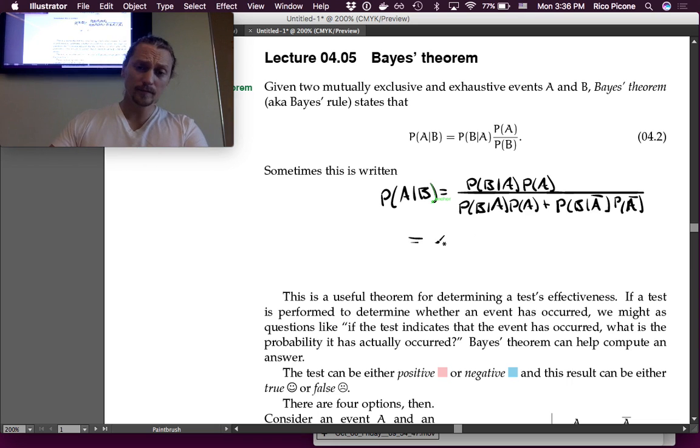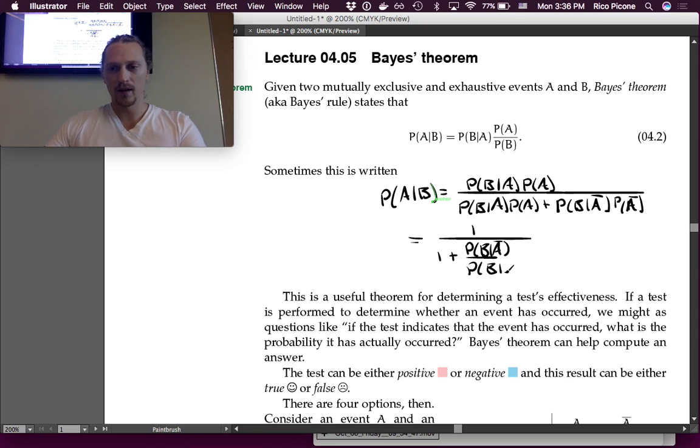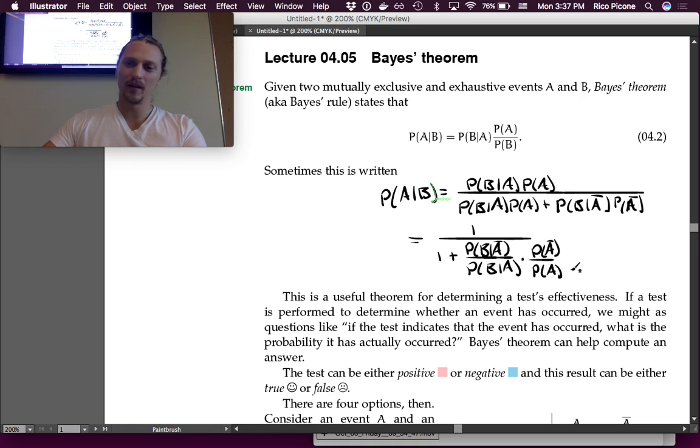A third way of writing it, which is sometimes used, is 1 over 1 plus the ratio of the probability of B given that not A divided by the probability of B given that A, times the ratio of the probability of not A divided by the probability of A. So those are our possibilities.